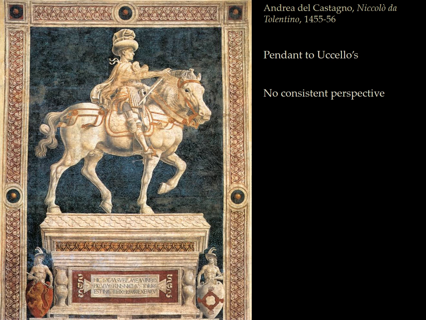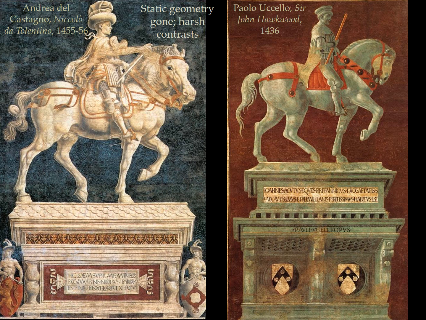So Niccolo da Tolentino, another condottiere, was holding in his right hand a baton, dressed in contemporary armor, with the wonderfully decorative hat, picking him out on a battlefield, right, on his horse. The lack of consistent perspective, first and foremost, differentiates Castagno's approach from that of Uccello, who's pinioned by perspective, who is bound to recreate it as carefully as he possibly can.